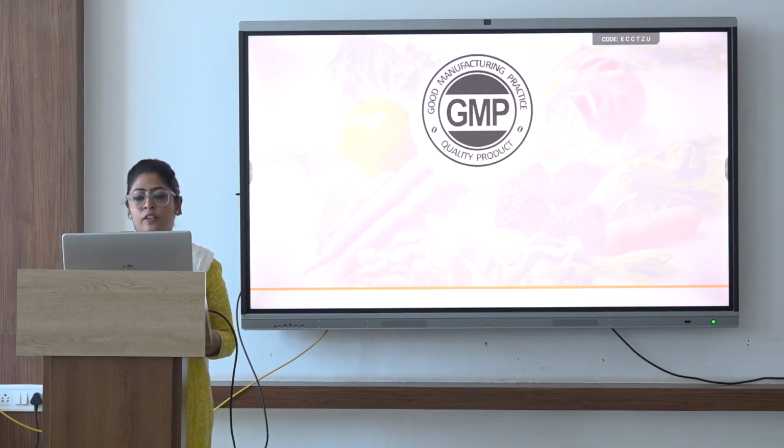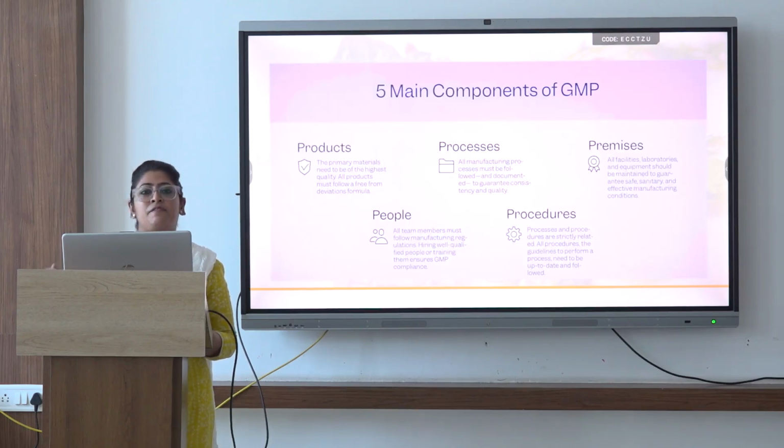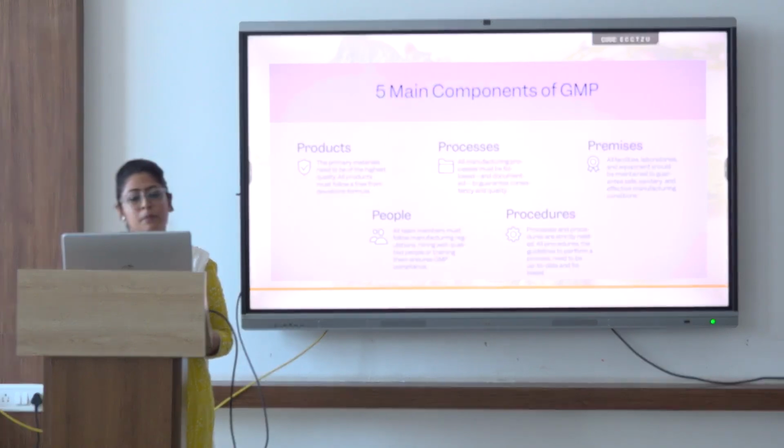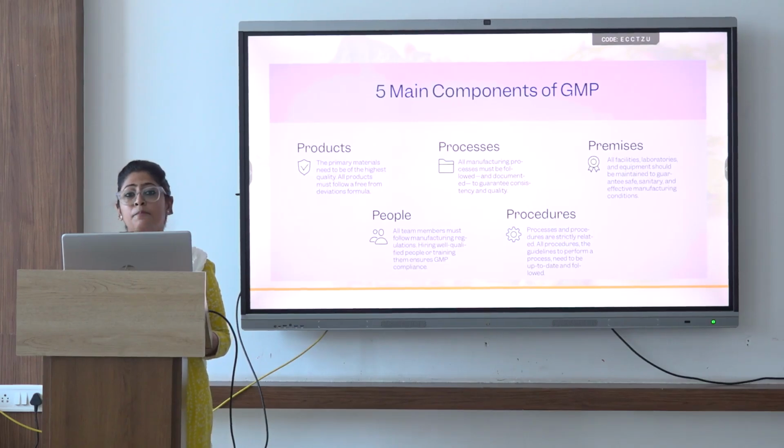If we move further, there are 5 basic components of good manufacturing practices, which we also call the 5 P's. Let's see what these 5 P's are. They are the 5 main components of GMP. It starts with the product, which is the first P. The second P is the process. The third P is the premises. The fourth P is the people, and the last P is the procedure.